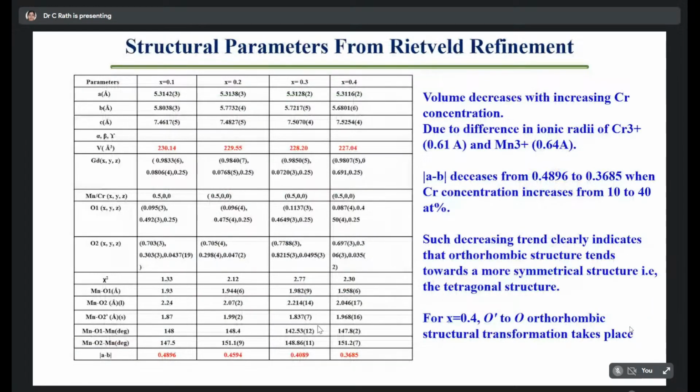And the structural parameter, as we have already discussed, volume also decreases here with increasing chromium concentration due to the difference in ionic radii of chromium 3+ and manganese 3+. Here it is simple. Chromium 3+ has a very small ionic radius, so there is no ambiguity about why the volume is reduced. A minus B decreases as the chromium concentration increases, and such a decreasing trend clearly indicates the orthorhombic structure tends towards a more symmetrical structure. So for x equal to 0.4, the O prime to O type orthorhombic structural transformation takes place.